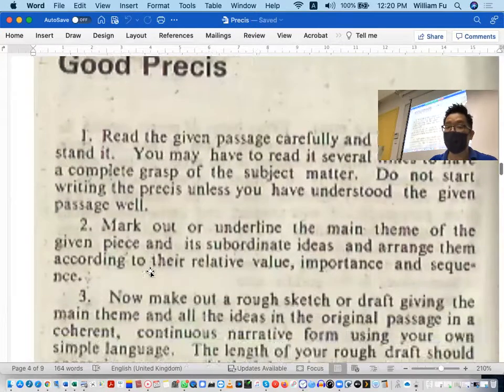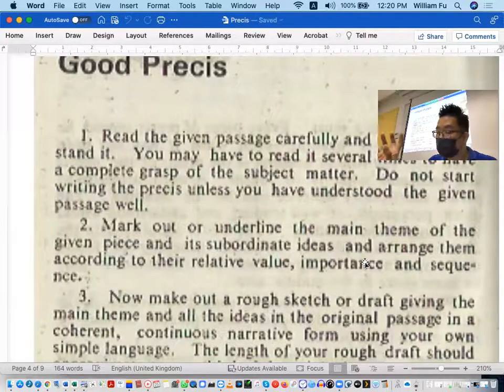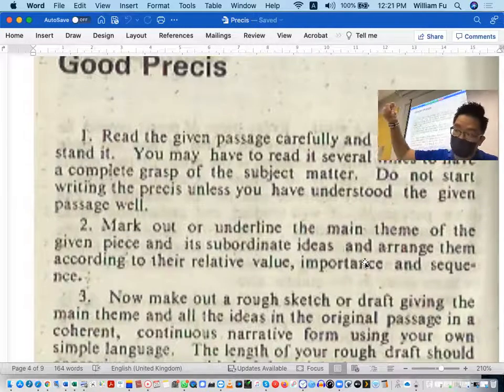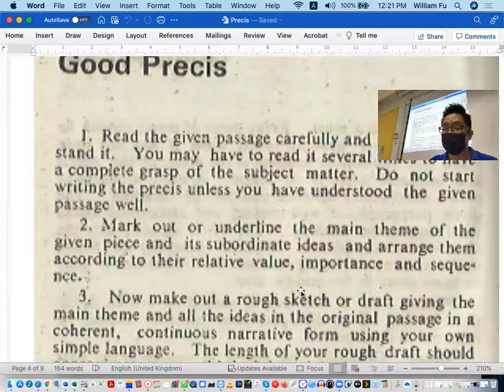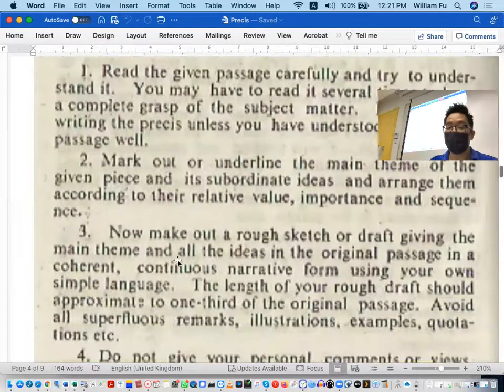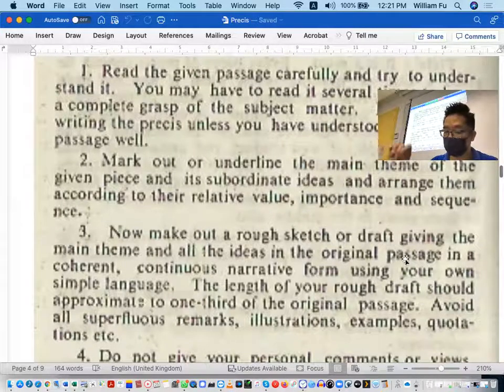Number two, mark out or underline the main theme of the given piece and its subordinate ideas, and arrange them according to their relative value, importance. That's why here, Priscilla, you can actually change. If you think something is more important, you can bring it to the front. Importance and sequence. Number three, now make out a rough sketch or draft giving the main theme and all the ideas in the original passage. You need to draft. Write some points in point form.